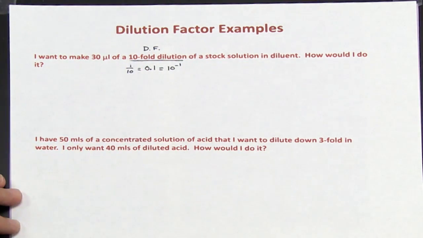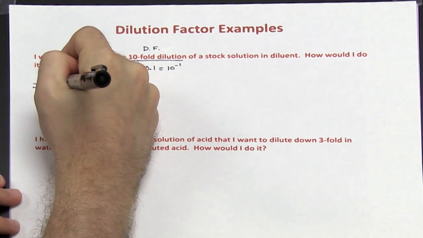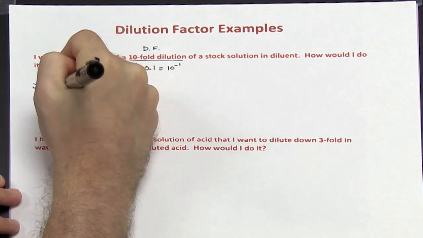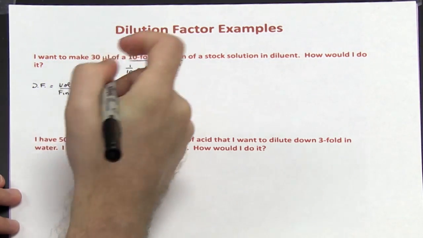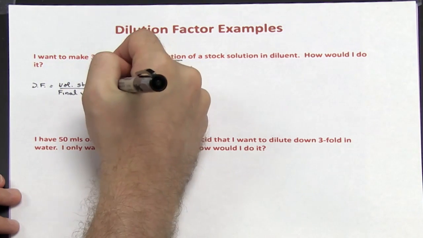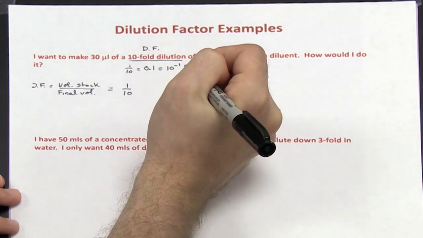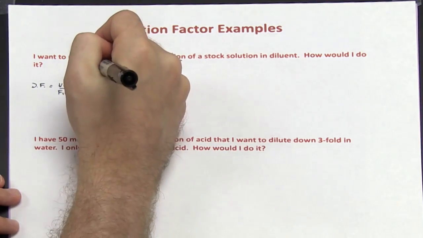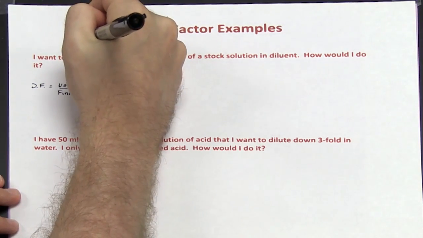Okay. So I'll write out my formula. Dilution factor, again, is the volume of stock divided by my final volume. And remember, final volume is the stock plus the diluent. So I know that this should equal 1 to 10. Well, I know that my final volume should be 30 microliters. Okay, so this is my final volume.